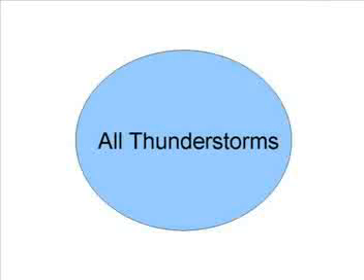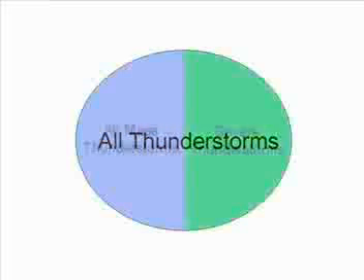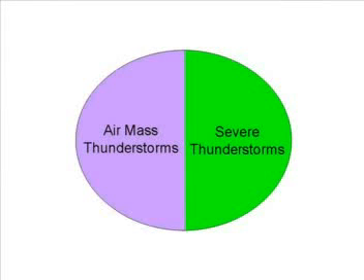If you take the set of all the thunderstorms that are out there, the book says you can divide them into 2 types: air mass thunderstorms and severe thunderstorms. Now, I'm not trying to say, by the way, that half of them are air mass and half are severe. In fact, very few are severe. But I'm just trying to diagram what the book is trying to do.